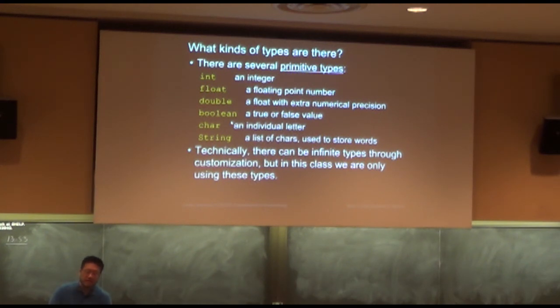Okay, so what we have are integers, floats, doubles, booleans, chars, and strings. So we've talked about integers and floats. Integers are integers, but they don't have values after the decimal point. Floats have values after the decimal point.